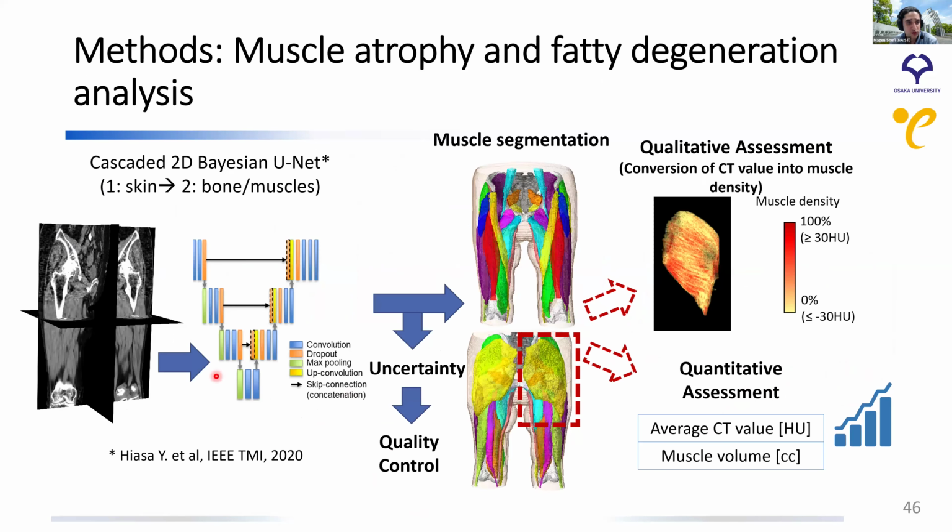So my work here was to use the Bayesian model to do this muscle segmentation and apply a qualitative and quantitative assessment of how accurately we can estimate the average CT values and the muscle volumes from the CT segmentations.